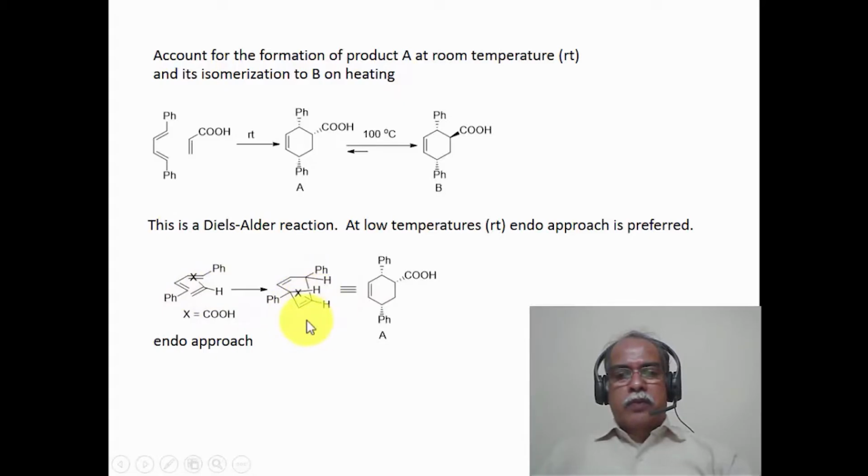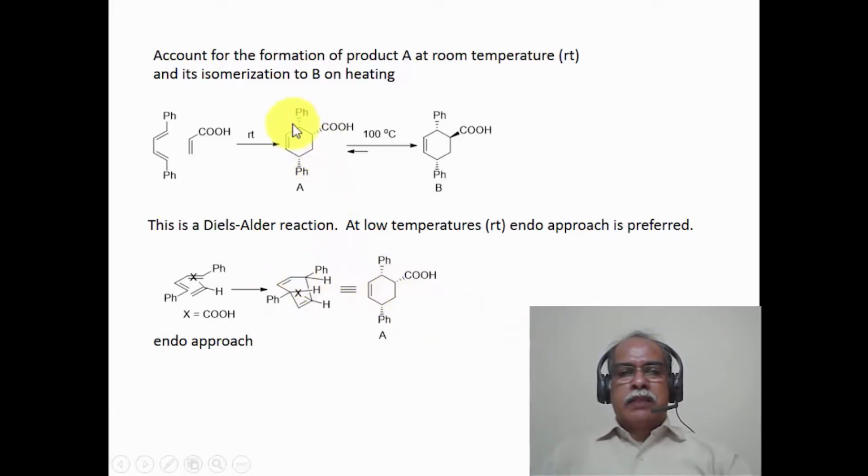So the product that is formed would have the phenyl groups and the X group pointing in the same direction, backward. One can see the phenyl, COOH and the other phenyl are all cis with respect to each other, and these three hydrogens are also cis with respect to each other. This is the formation of A. In other words, this particular product is the same as this product in terms of the relative stereochemistry of the three centers generated in this molecule.